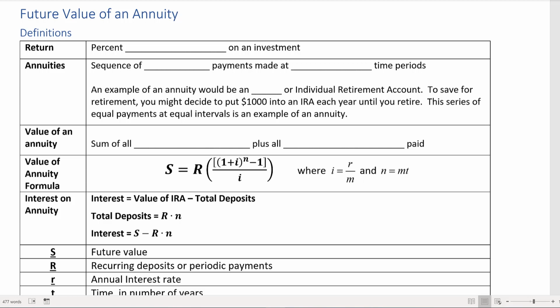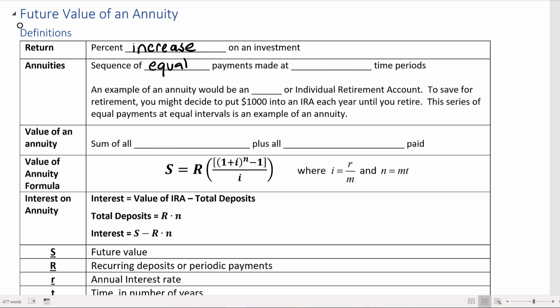In this lesson, we're going to learn about the future value of an annuity. Before we can get into that, let's go through a lot of definitions. The first definition we need to talk about is return. A return is the percent increase on an investment.